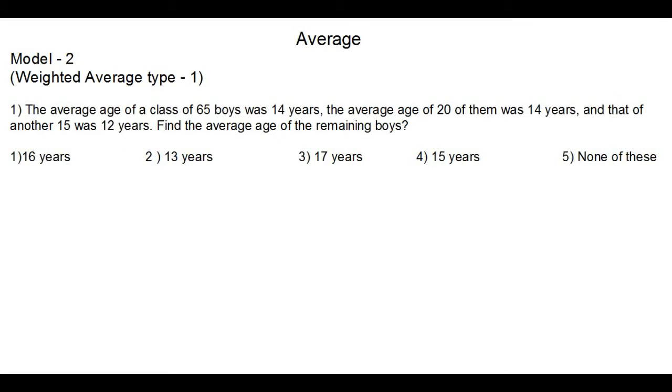Let us now take an example based on this concept. The given question here is, the average age of a class of 65 boys is 14 years. The average of 20 of them is 14 years and that of another 15 is 12 years. So what will be the average age of the remaining boys?